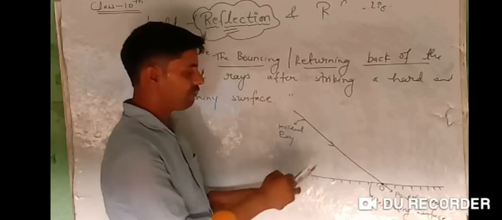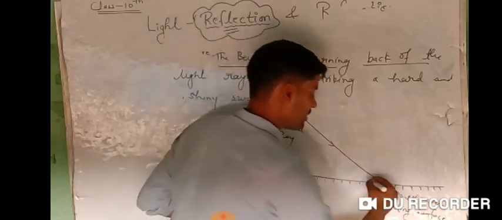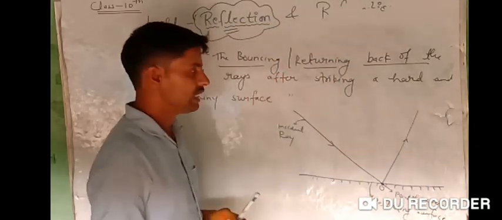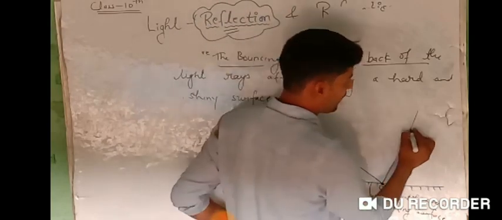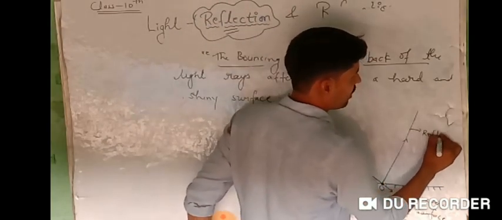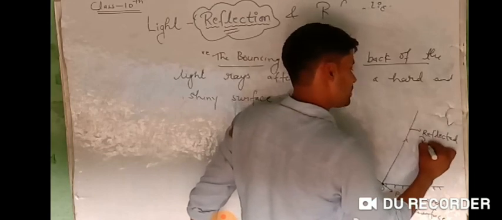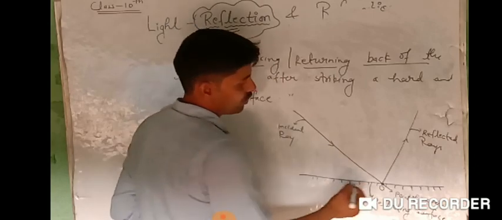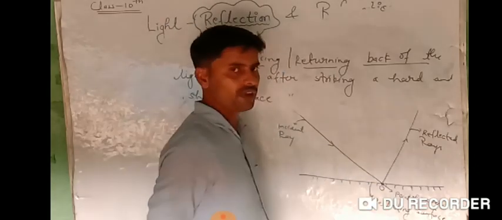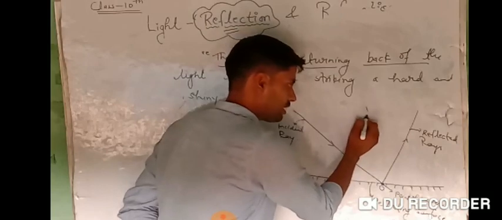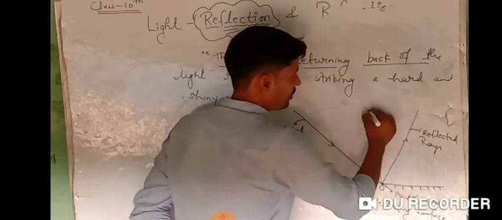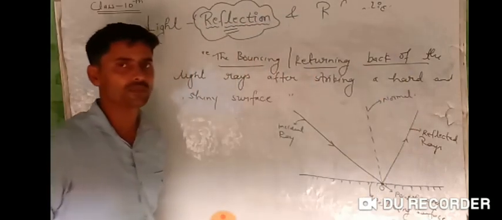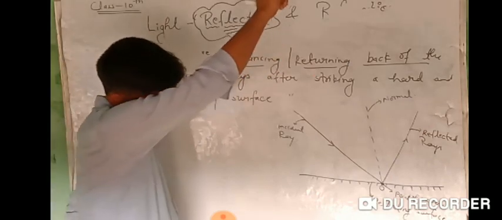After striking the surface, some light rays return back in the same medium. These light rays are termed as reflected rays. An imaginary line is drawn at the point O, the point of incidence. This imaginary line is termed as the normal to the incidence point.